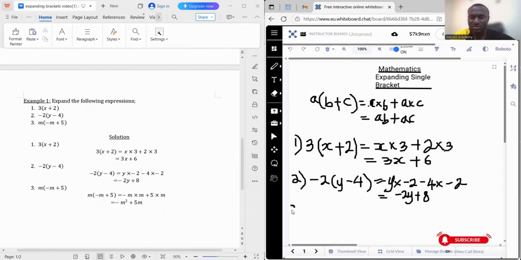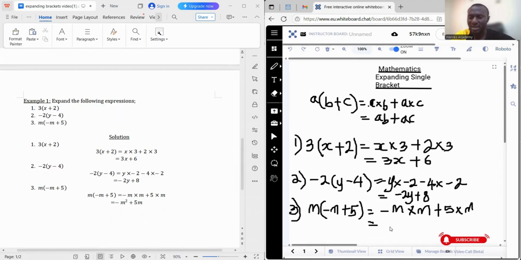Then the last one here, which is -m into brackets m plus 5. The same way as described above, -m multiplies m, plus the other term, which is 5, multiplies the same -m. Then we simplify what we have here.